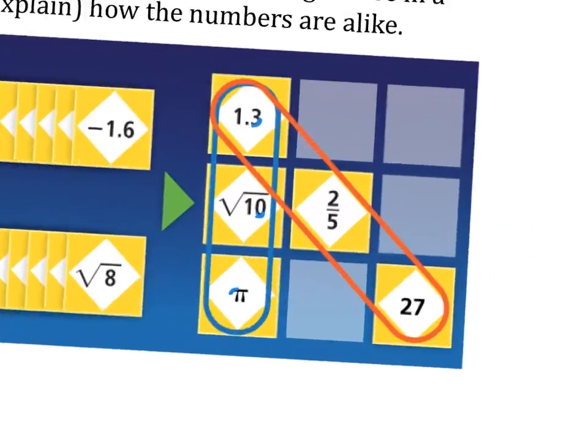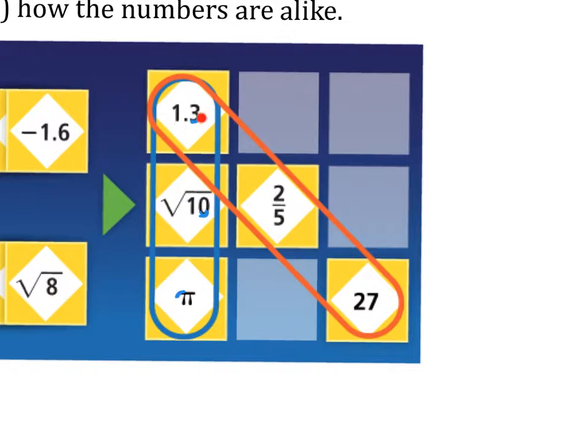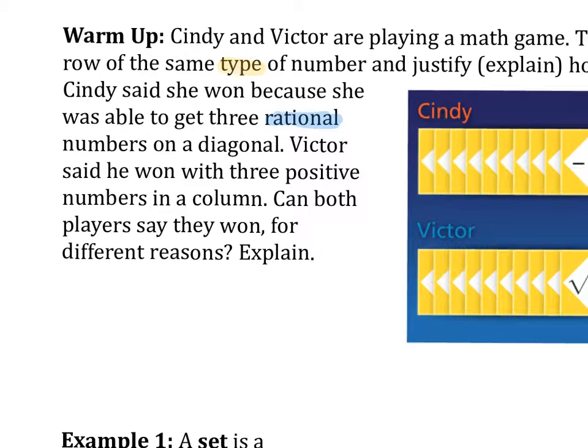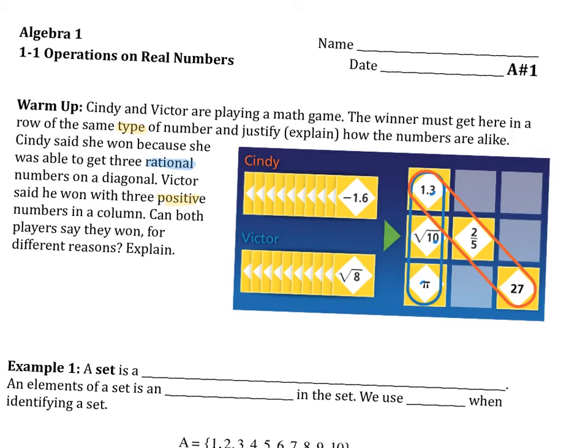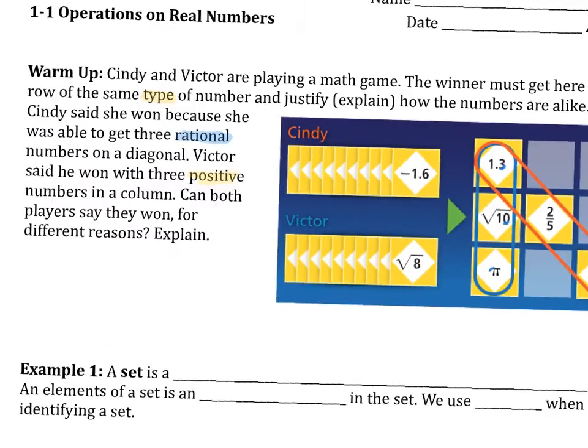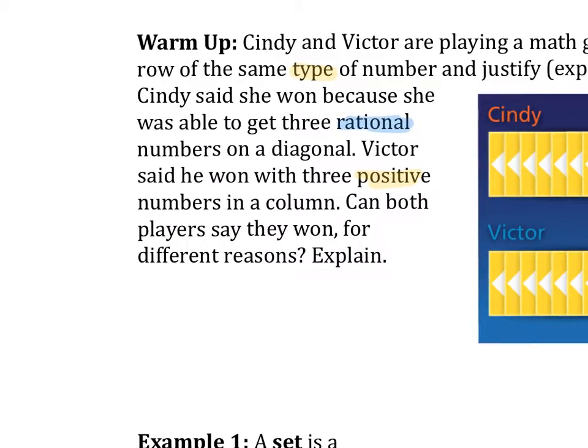So let's see, did Cindy get rational numbers here? Yes, this is a decimal that ends, this is a fraction, and this is a whole number, which can be written as a fraction. So she's good to go. And then the other one, Victor simply said, I want positive numbers. And as we look, it's true, they're all positive. We have positive 1.3, positive radical 10, and positive pi. So the short answer here is yes.